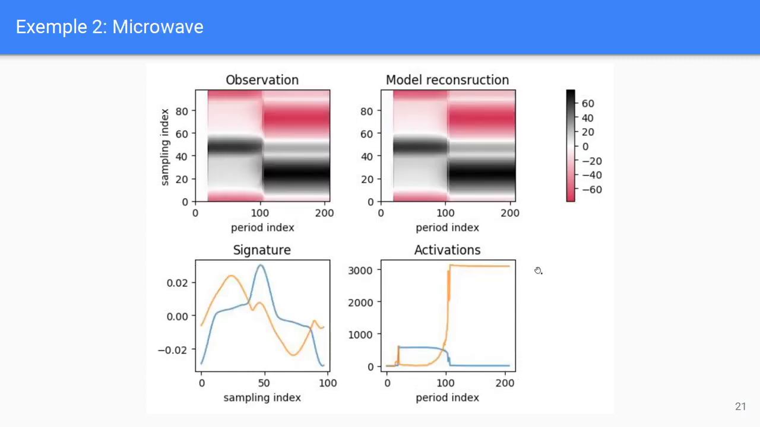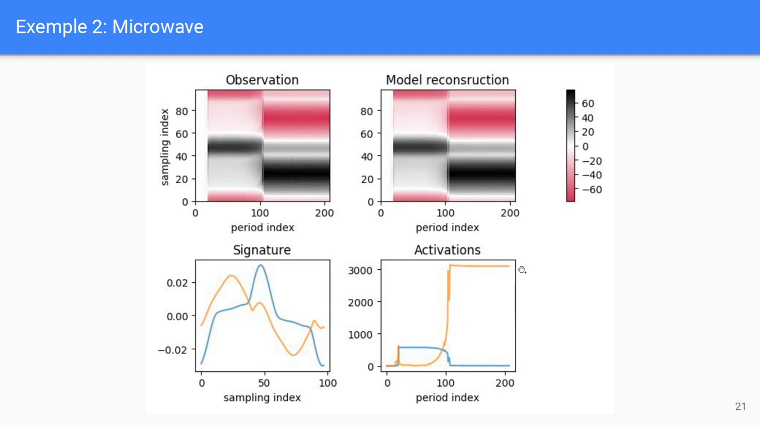A more complex example is a microwave. For the microwave, we can see that the observation is more variable, and we can see two states. And in fact, with our modelization, we can also see those two states. We have this orange state and this blue state. The blue state is activated at the beginning of the observation, and the orange signature is activated only at the end of our observation. So it means that we need two signatures, but with simple activations, meaning activations that are mostly zero or constant.